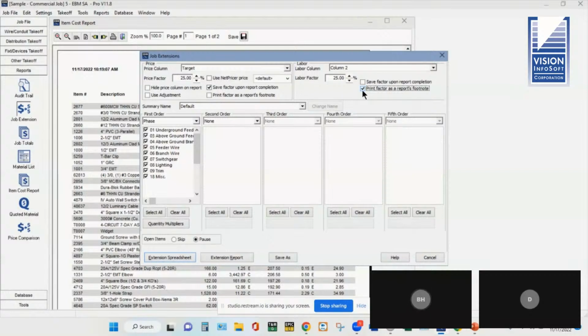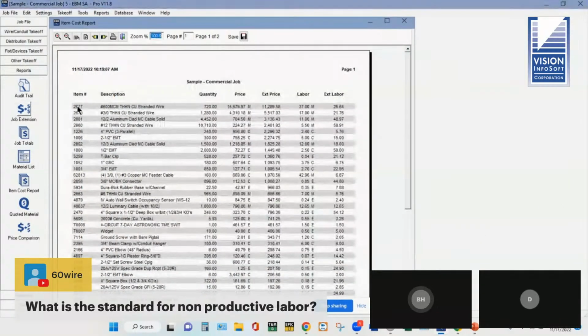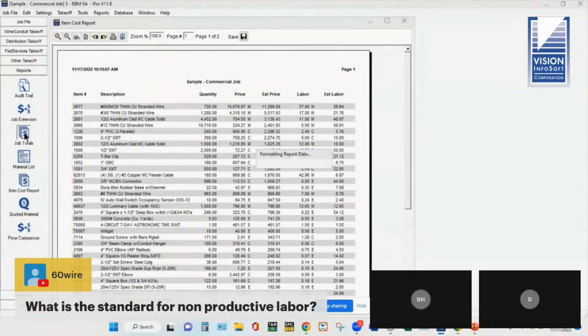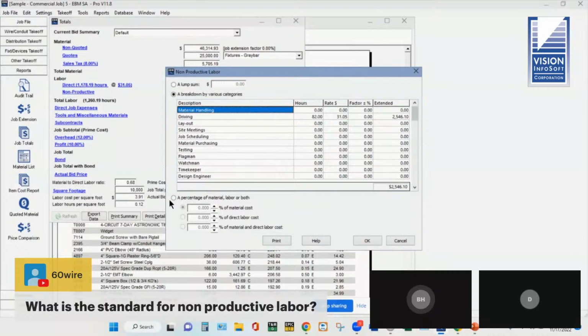And is there a standard for non-productive labor? Oh boy, I don't think so. I have seen a lot of different approaches to that. It seems like every estimator has a little bit of their own spin on that. Let me just go show you a couple of options there. Some people just put a percentage down here. They'll say add 10%, 15%.